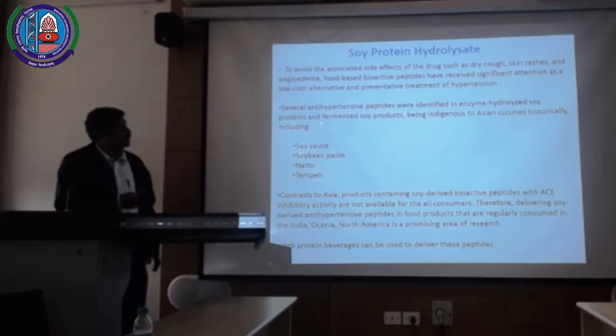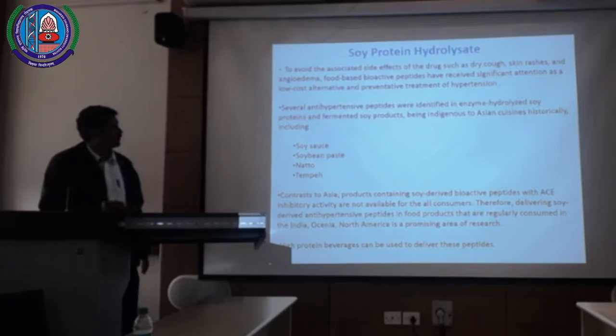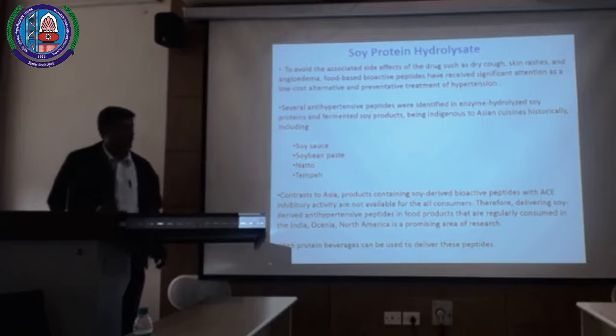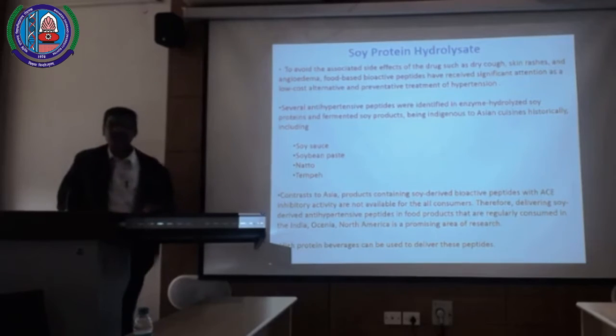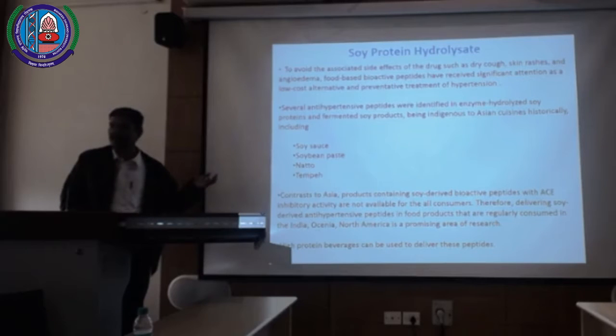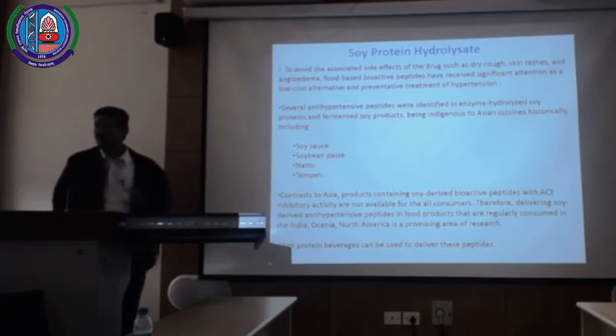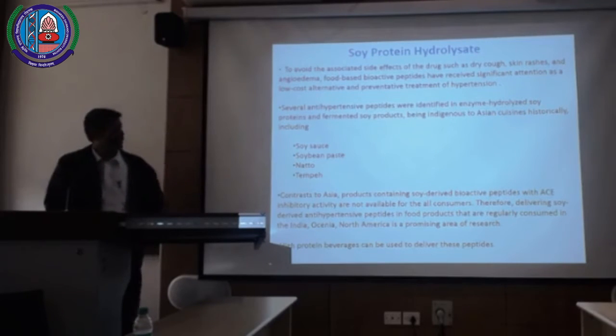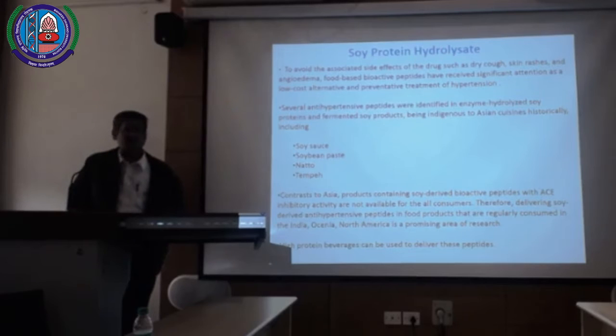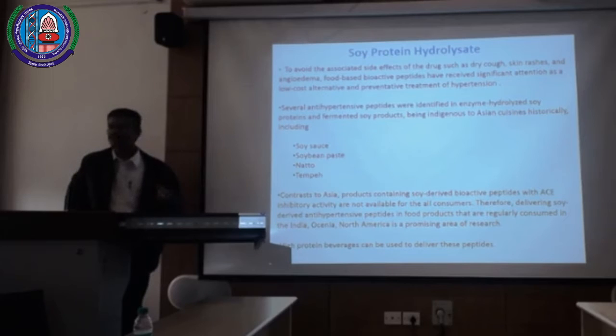So these are the peptides in enzyme hydrolyzed protein. Fermented soy products, historically included soy sauce, soybean paste, tempeh, and natto. Of course, this is Japanese food, fermented food. Soy sauce was invented in Japan. Tempeh is an Indonesian fermented food. Soybean paste, we make mustard paste, they make soybean paste. And I think they have a similar one for the mustard paste.